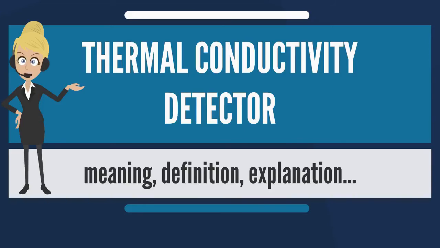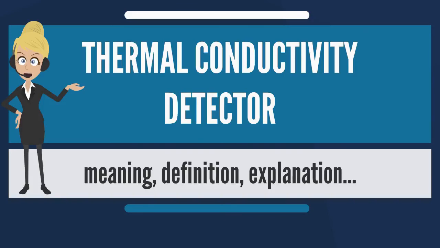The TCD is also used in the analysis of permanent gases, argon, oxygen, nitrogen, carbon dioxide, because it responds to all these pure substances unlike the FID, which cannot detect compounds which do not contain carbon-hydrogen bonds.